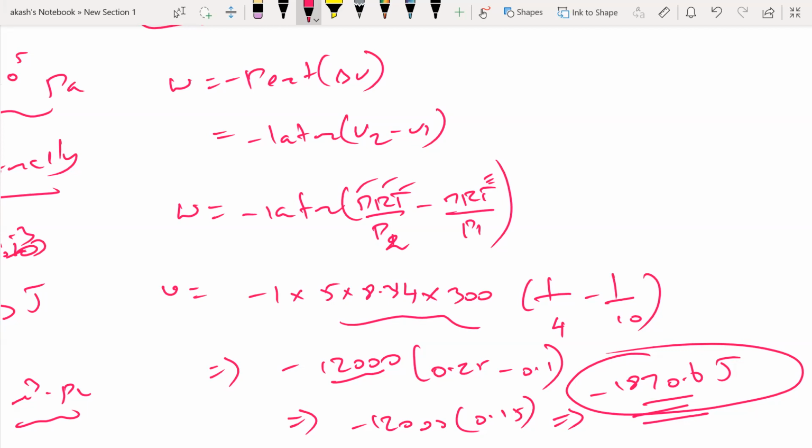And I want the answer in terms of calories. So what should be the R value you should use, people? Remember that the R value should be 2 if I want the answer in terms of calories. If at all I want the answer in terms of joules, then you would have used 8.314.